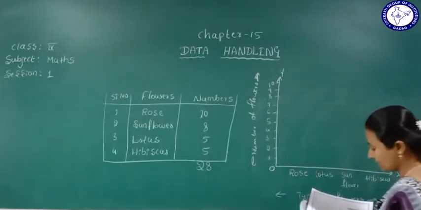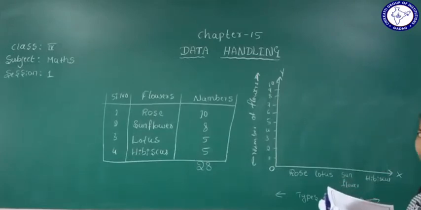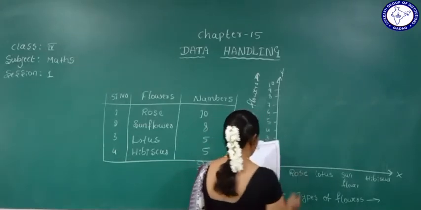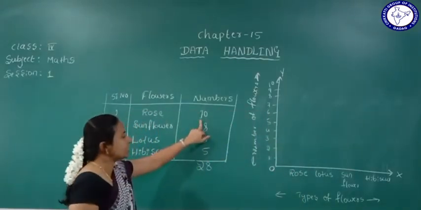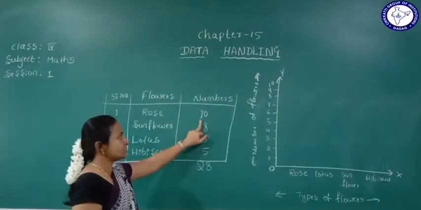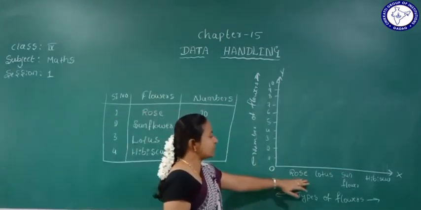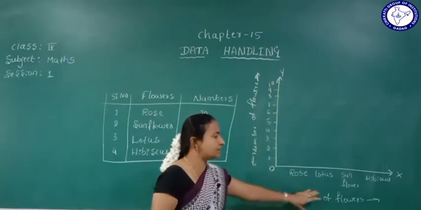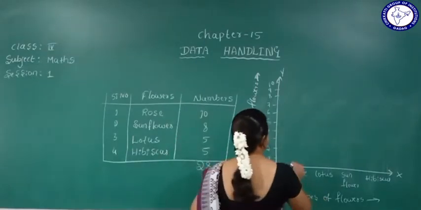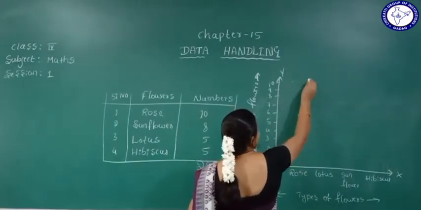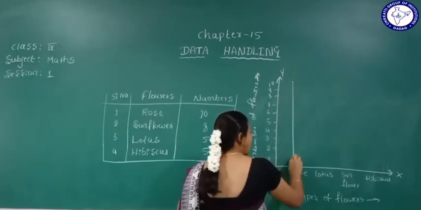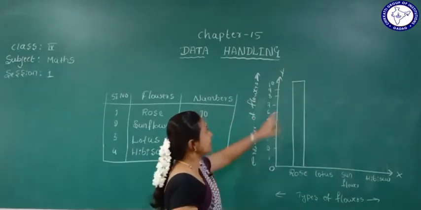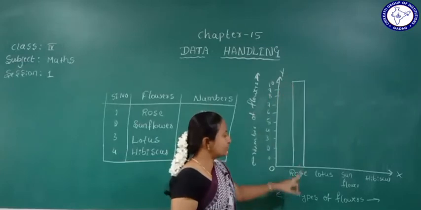Now we'll start to draw the graph. First I'll write rose. How many roses are there here? The number of roses is 10. These are types of flowers, and this is the number of flowers. So I'll draw a graph from 10 up to here, this is rose.